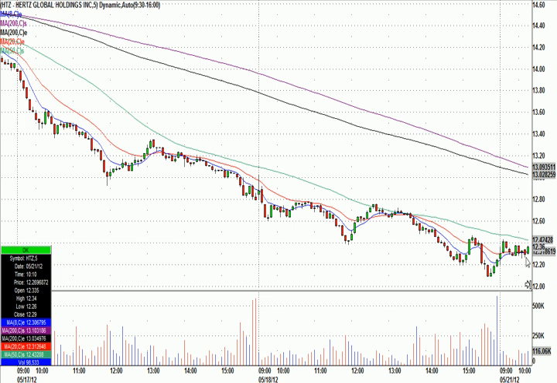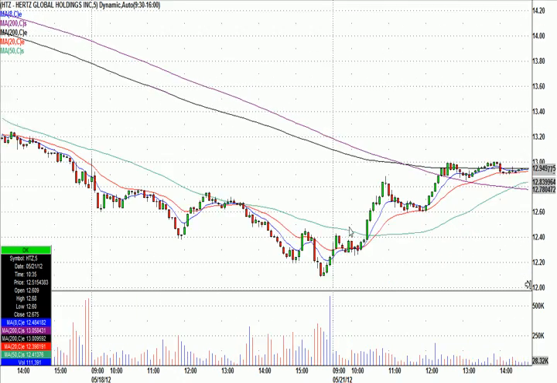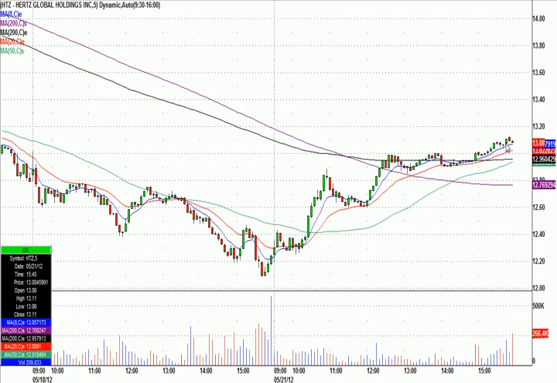12.44 entry. Stop goes basically below this base at 12.24. 20 cents risk from 12.44 all the way up to whatever the high was, almost 13.20. All right.